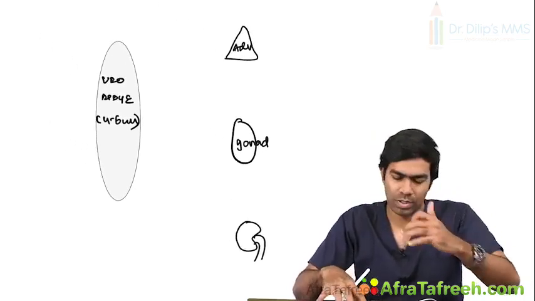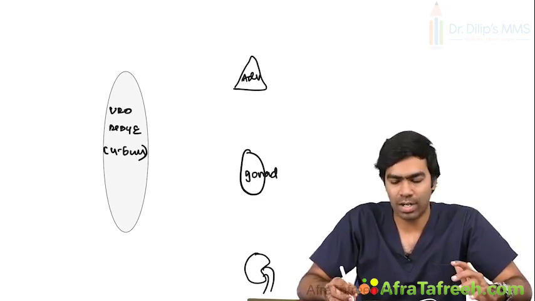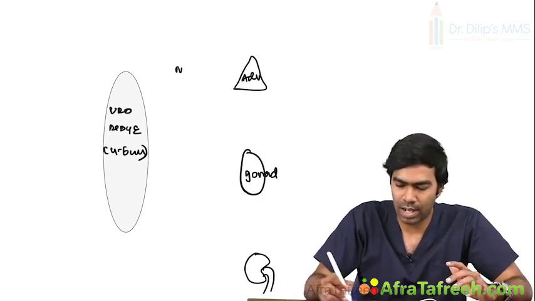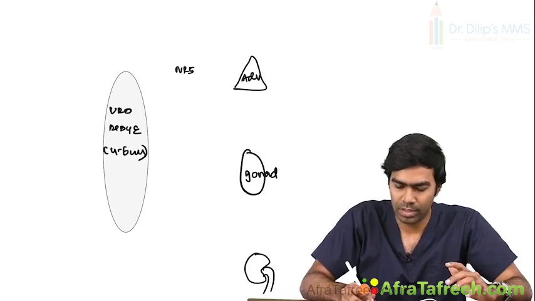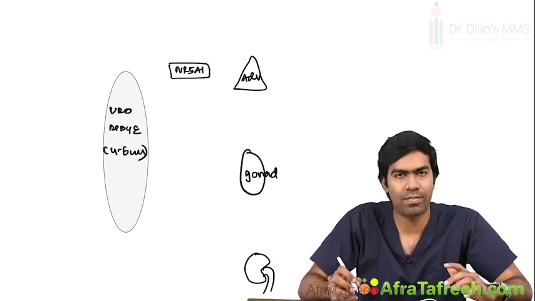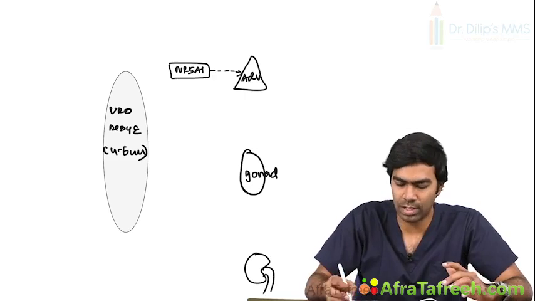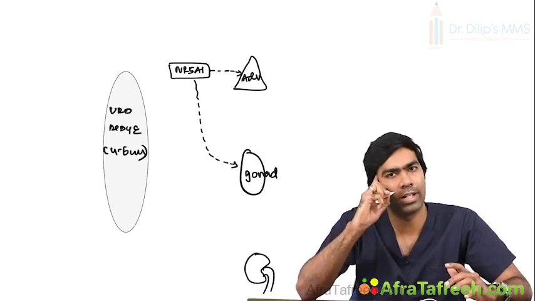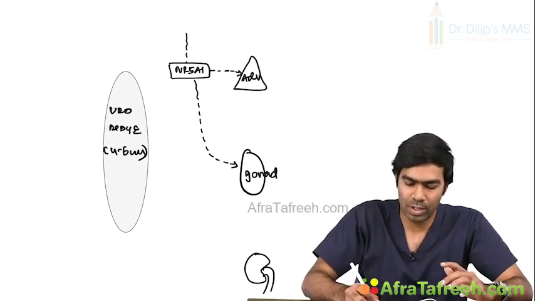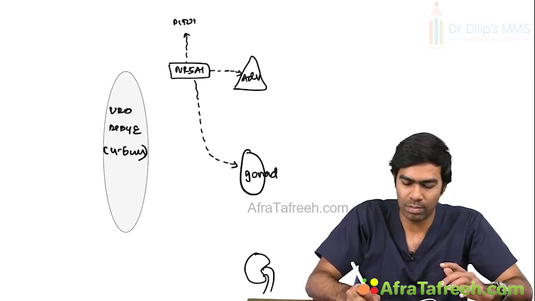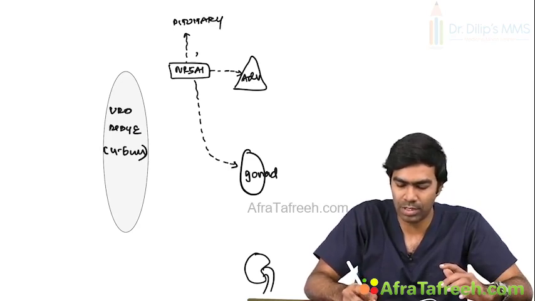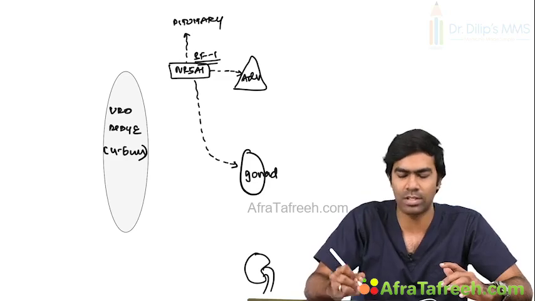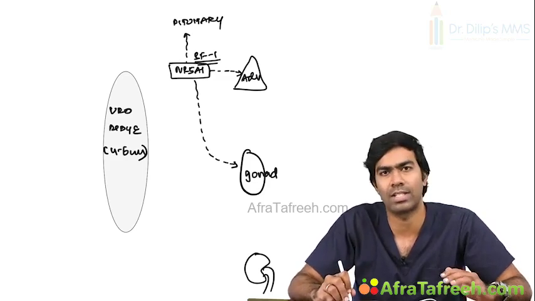Now, there is one important transcription factor called NR5A1. This is a very important factor, which is important for the development of the adrenal gland and the gonad as well. This NR5A1 is also known to be important for the development of the pituitary. The other name for NR5A1 is steroidogenic factor 1, otherwise called SF1.